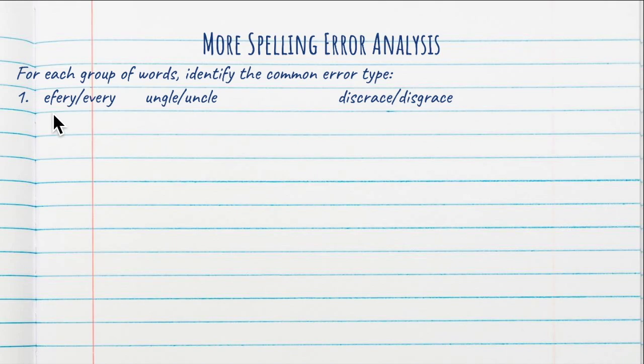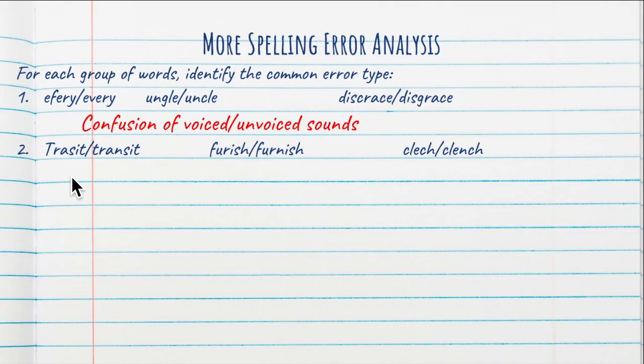If I'm looking at every, I notice the F instead of the V. Uncle is a G instead of a C. And disgrace has a grace instead of a grace. And what I know about V and F is this is unvoiced and voiced. This is an unvoiced C. That's a voiced G. So it looks like we're having confusion with the voiced and unvoiced sounds at those parts of the word. Let's try the next one.